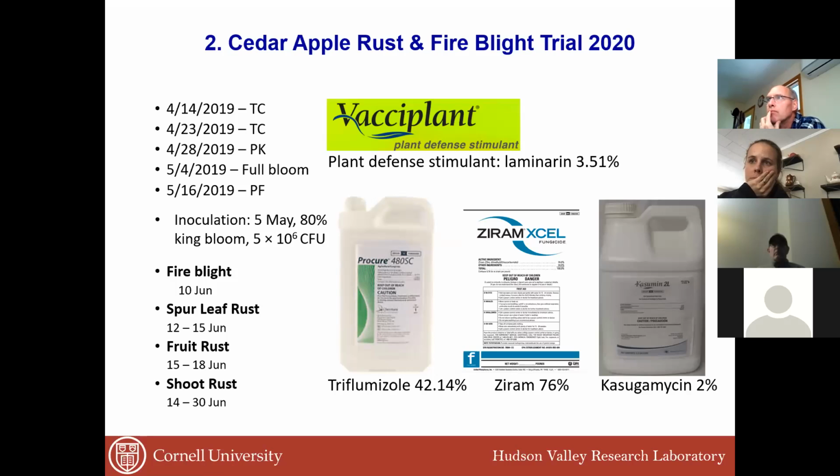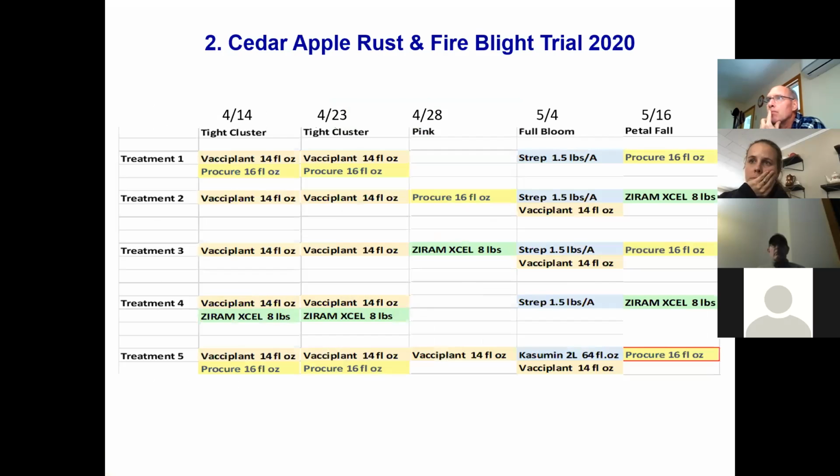And I'm just reminding you that in this trial, we rated both rust and fire blight, and we inoculated this trial at 80% king bloom. And this is how the spray schedules look. We had 5 spray programs that are listed on the left. And you can see the growth stages on the top and the dates when these growth stages occurred.